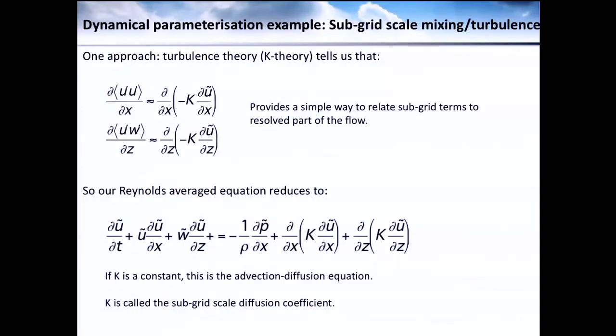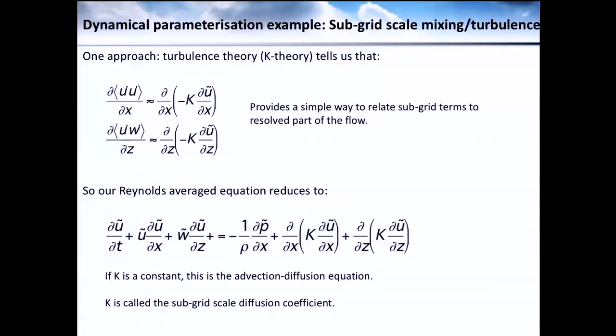We don't have these annoying subgrid terms, unresolved terms. We now have an equation which is purely based on those resolved terms. So we've kind of solved the parameterization problem. And if K was a constant, this would reduce to what's called the advection diffusion equation, with K the subgrid scale diffusion coefficient.